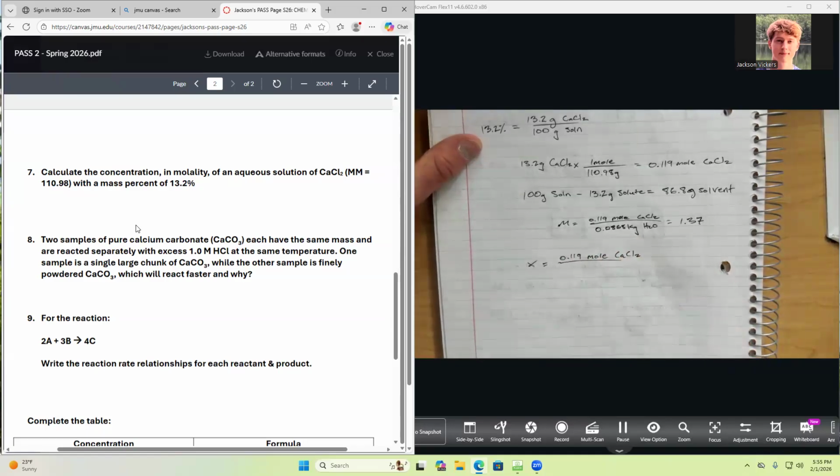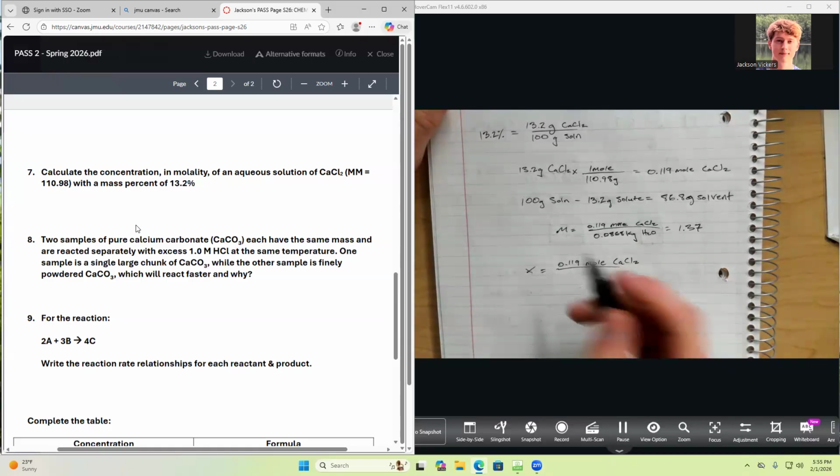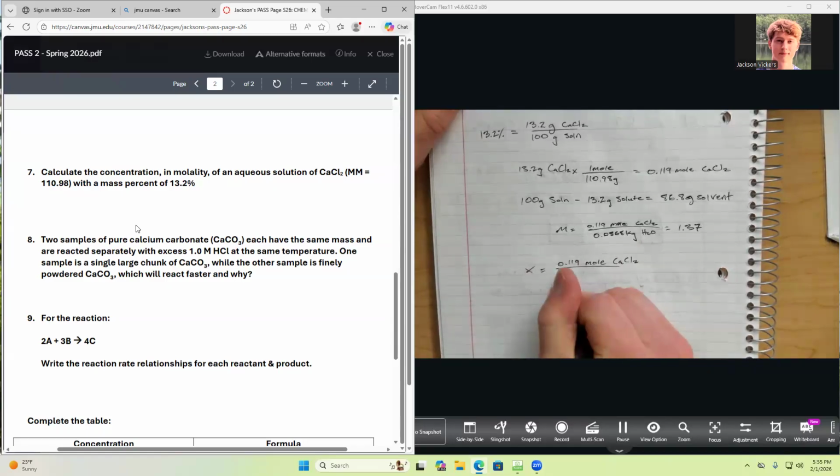But now the denominator is a little bit trickier. We need to get the moles of both our solute and our solvent separately because they're going to have different molar masses, right? Water and calcium chloride cannot be converted to moles in the same step. So we know that at least we're going to need to use our solute, so we can already throw that down here as 0.119 moles of that. But we're also going to have to find the moles of our solvent.